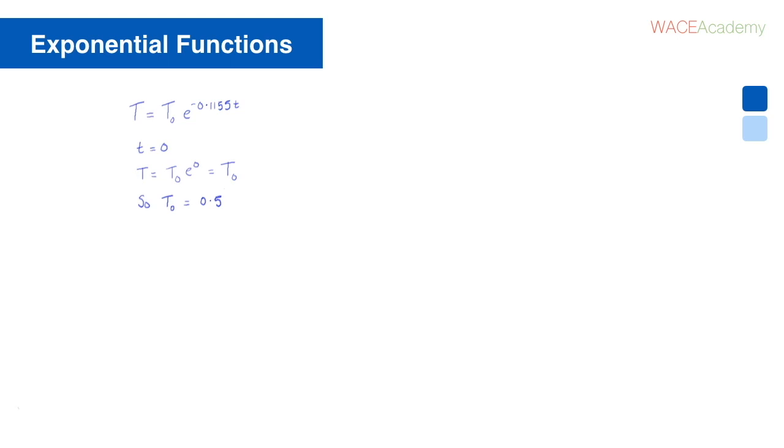Secondly, we're asked to calculate the half-life of the element. This means at what stage is the amount of material left half of what was originally injected. We already know that T0 equals 0.5 from the above, so this amounts to solving the equation 0.5 e to the negative 0.1155 t is equal to 0.25, since 0.25 is just half of 0.5. Multiplying by 2 gives us that e to the negative 0.1155 t is equal to a half.